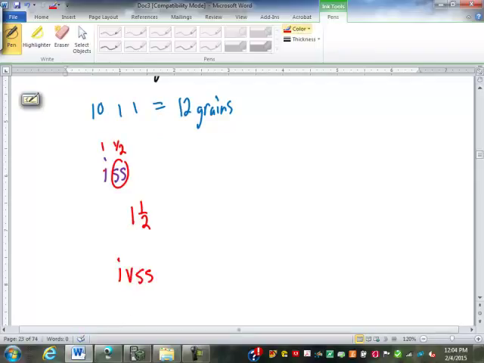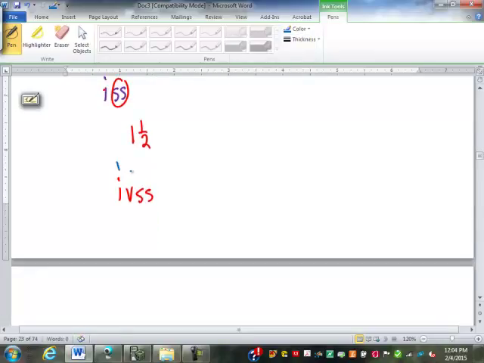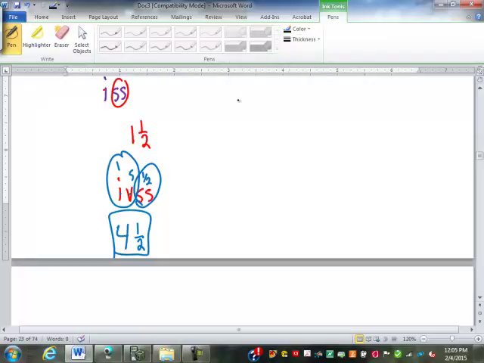We could have IVSS. I is 1, V is 5, SS combined to be 1/2. Well, the I is followed by a V, which is larger, so we're subtracting. We're going to combine I and V to get 1 taken away from 5 is 4. SS is 1/2, so that's 4 and 1/2. So that's converting from Roman numerals back into standard.